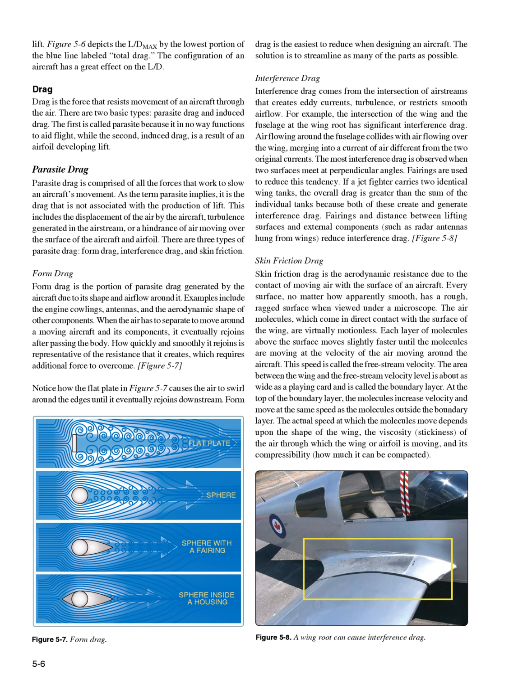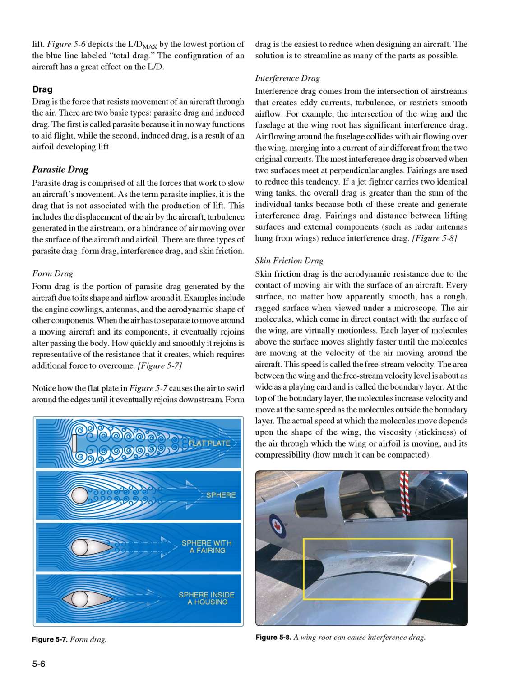Drag is the force that resists movement of an aircraft through the air. There are two basic types, parasite drag and induced drag. The first is called parasite because it in no way functions to aid flight, while the second, induced drag, is a result of an airfoil developing lift.